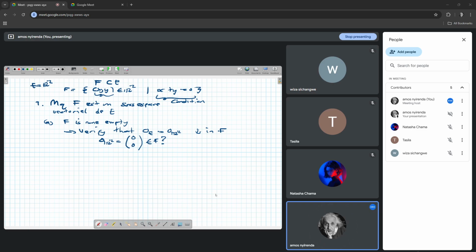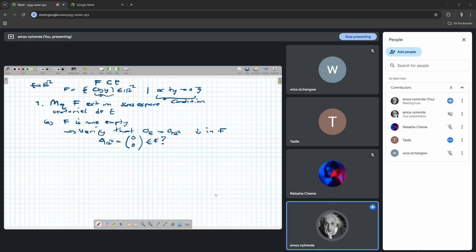Tasila, is 0, 0 a member of the set F? Yes. Okay, justify. Because first of all, this condition is satisfied. x plus y is equal to 0. And then, if the parent set is not empty, meaning the subset is also not empty. Okay, that is correct.